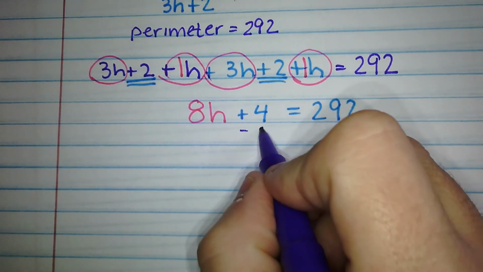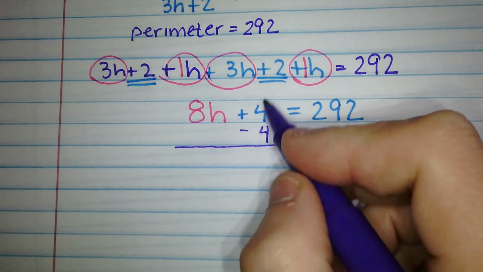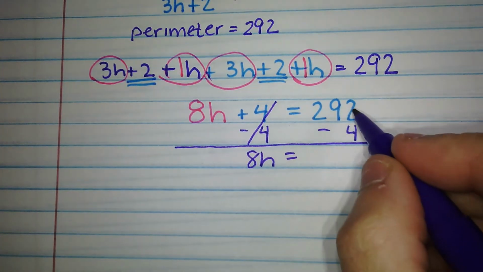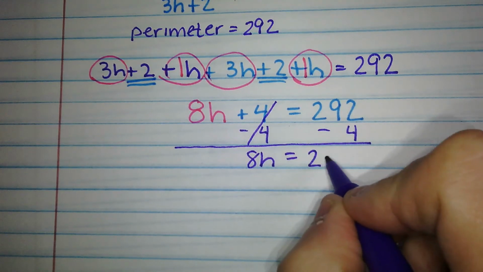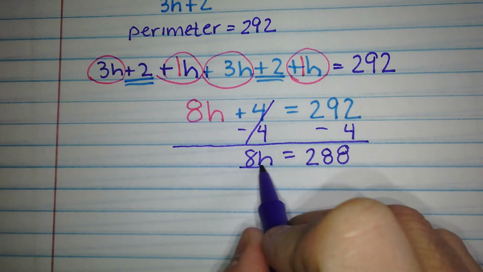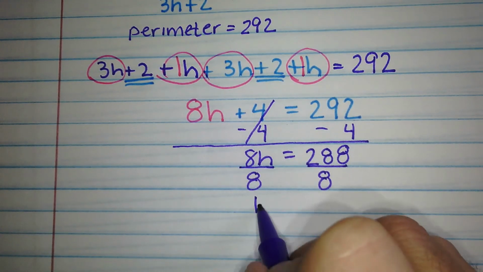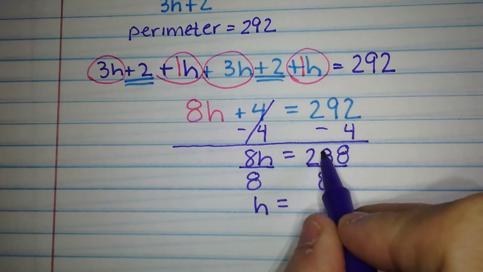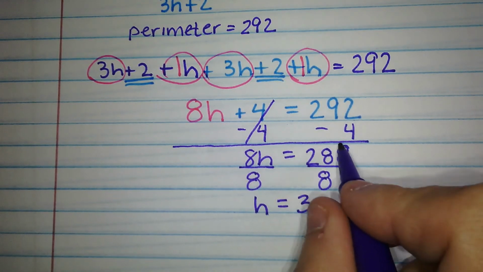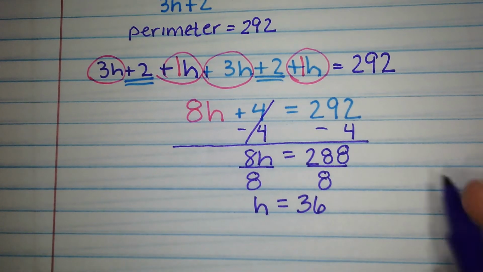So we're going to subtract 4 because we're doing inverse operations. This is additive inverse. Cross out, bring down our 8h. 292 minus 4 is 288. And then we're going to divide both sides by 8. You can hear me struggle for a minute because I don't have a calculator. That's 24. That's 6. Okay, so the height is 36 inches.